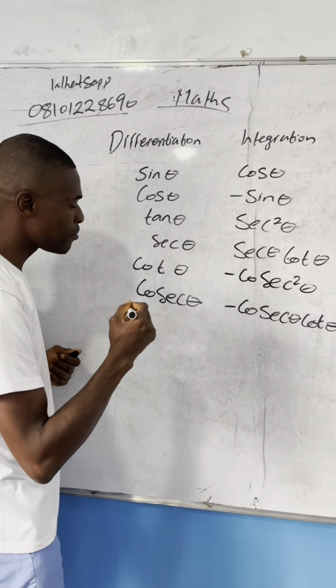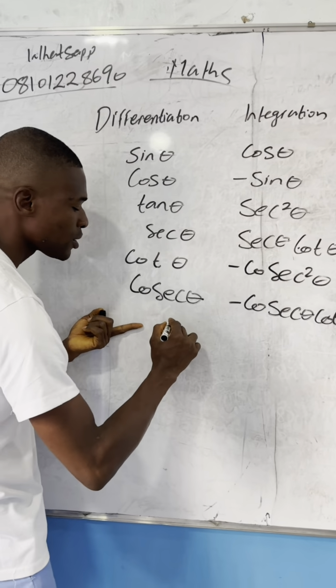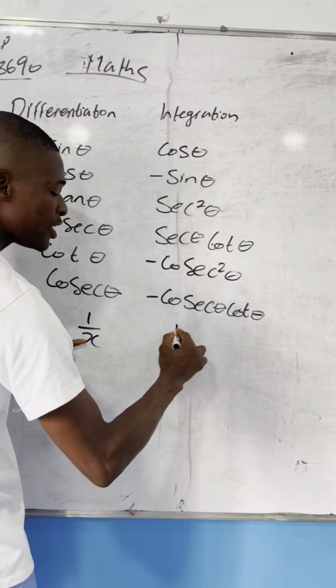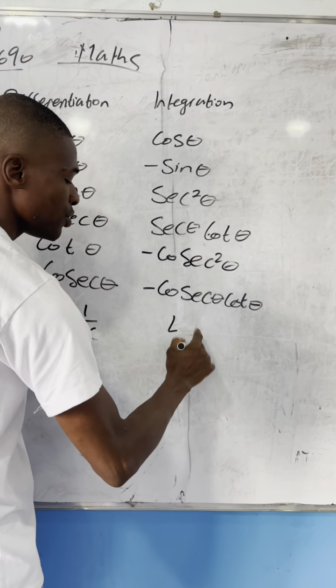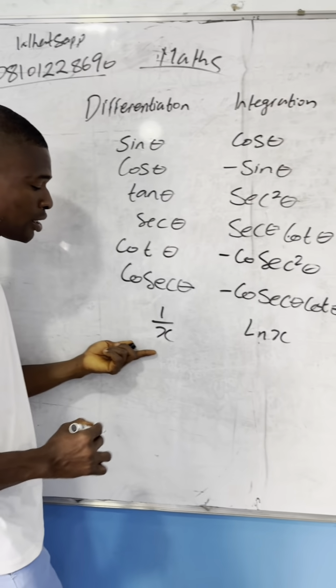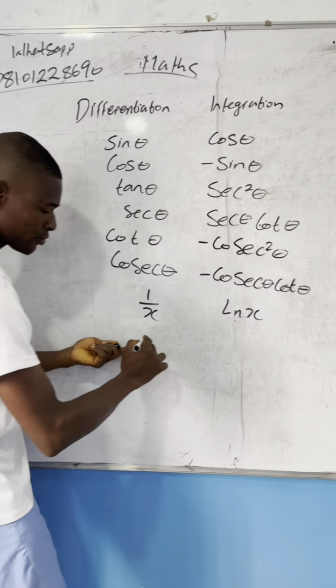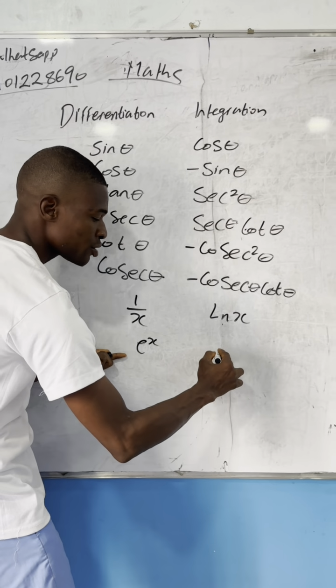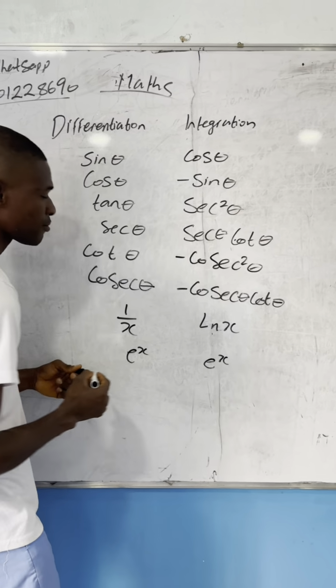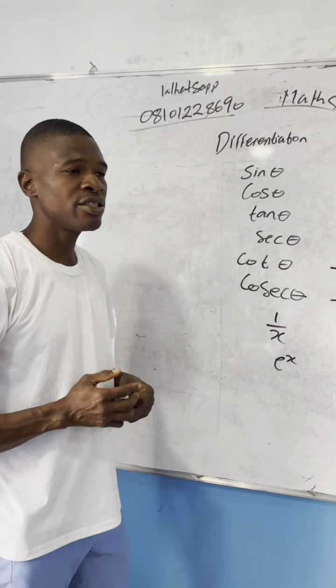So we are going to talk about what? When you integrate 1 over x, it gives you ln x. And if you integrate e raised to power x, it gives you e raised to power x. This is a little thing about differentiation and integration.